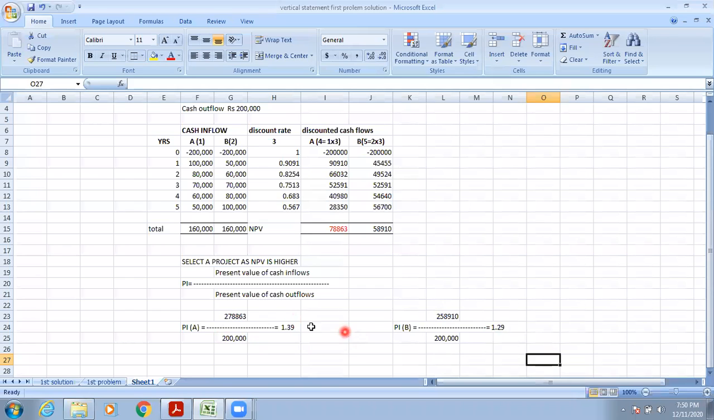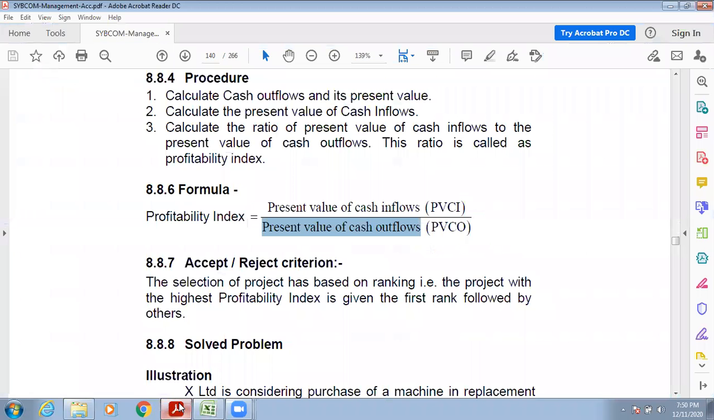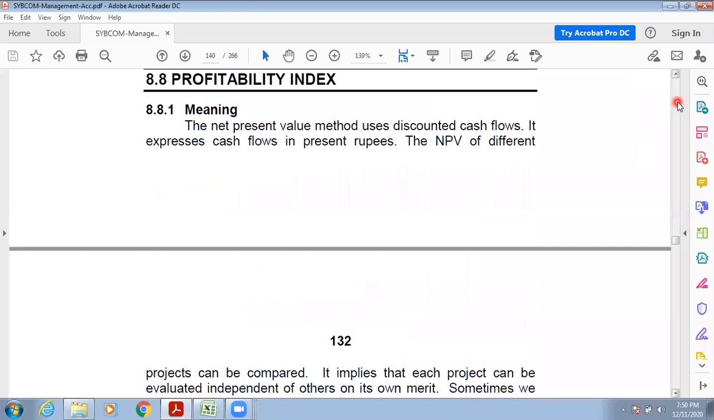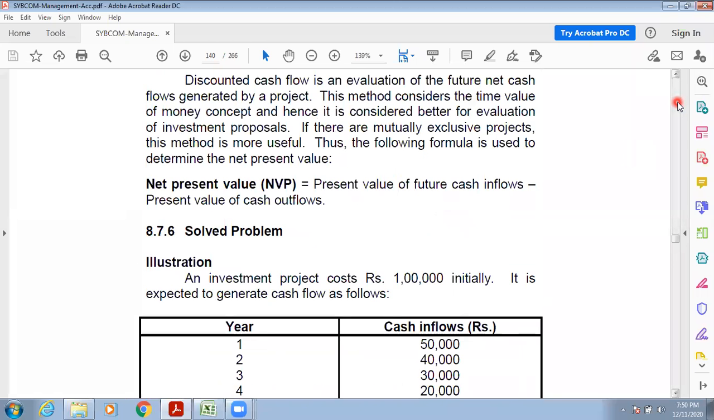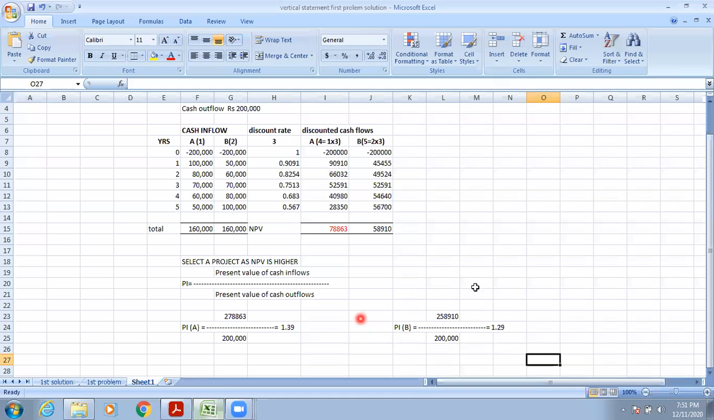So here we calculated the PI, profitability index. NPV also we calculated. You got how to calculate the NPV. You can simply calculate it in different ways. The last one applies this formula: present value of future cash inflow minus present value of cash outflow. So you can also find it out that way. I will explain how to calculate that.